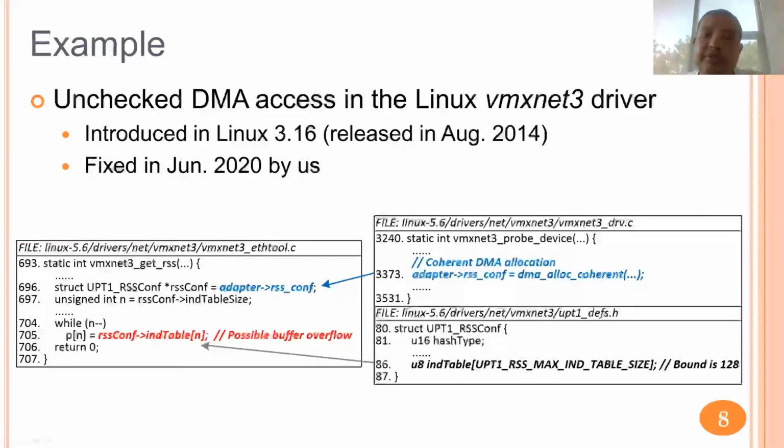Here is a real example of unchecked DMA access in a Linux driver. In the figure, the concurrent DMA buffer adapter->rss_conf is created in the function vmxnet3_probe_device, and its data is used as an array index, the variable n, in the function vmxnet3_get_rss. When the hardware device is untrusted, the variable n can be very large, which can cause buffer overflow. This problem was first introduced in Linux 3.16 and fixed by us in June 2020.